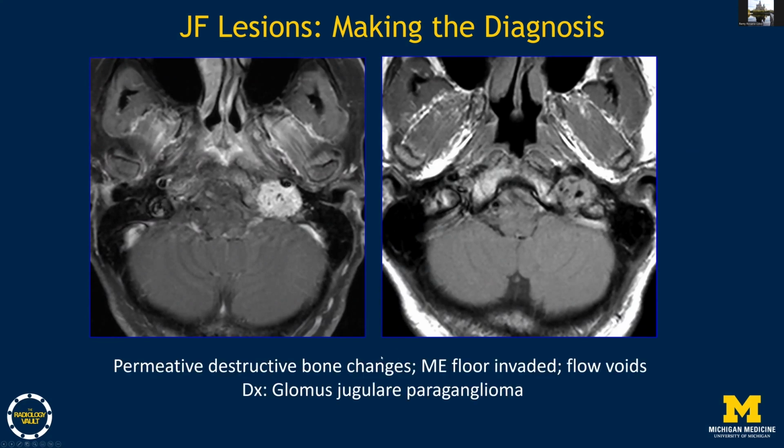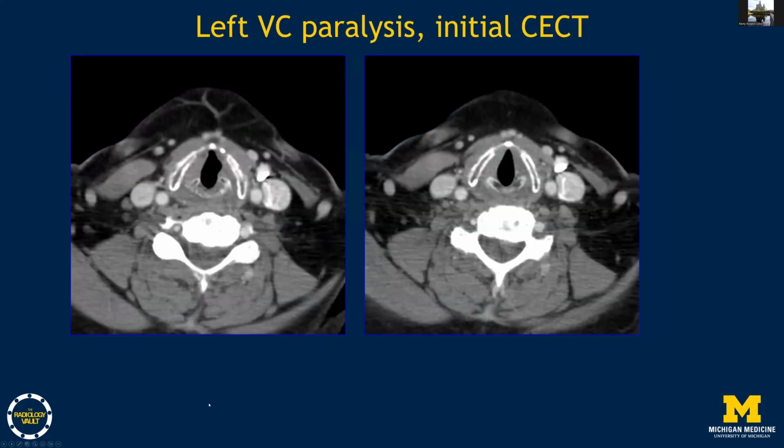So this is a case where we have a permeative destructive lesion. It's chewing away at the bone. The middle ear floor was chewed away as it worked its way from the jugular foramen into the middle ear, and it has flow voids internally. That's a glomus jugulare. That's a paraganglioma of the jugular foramen.